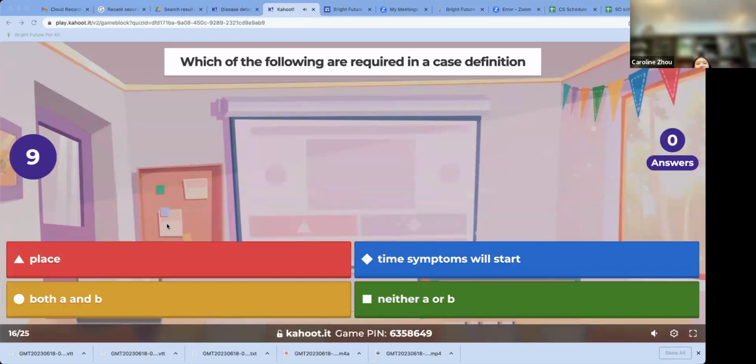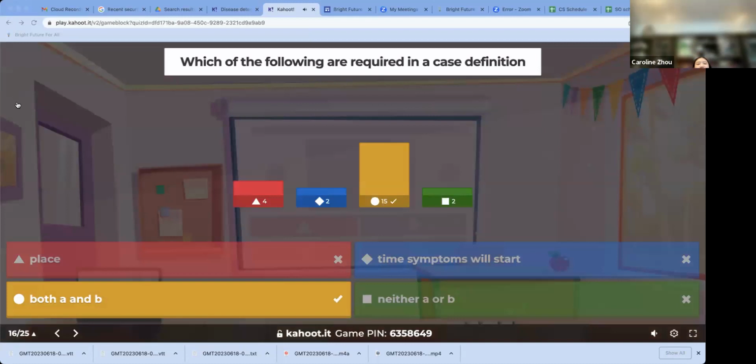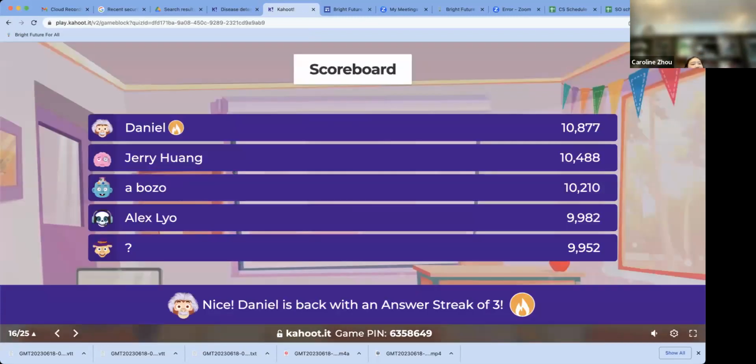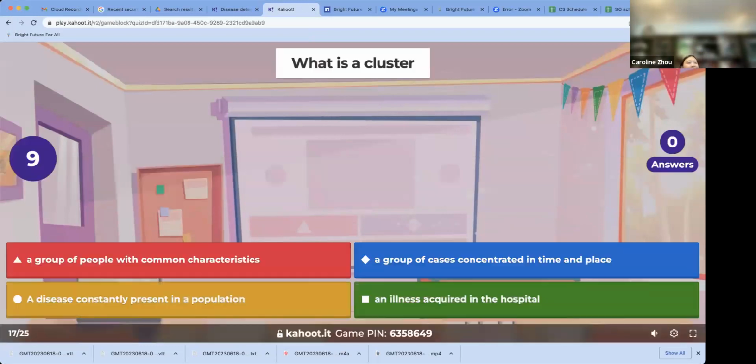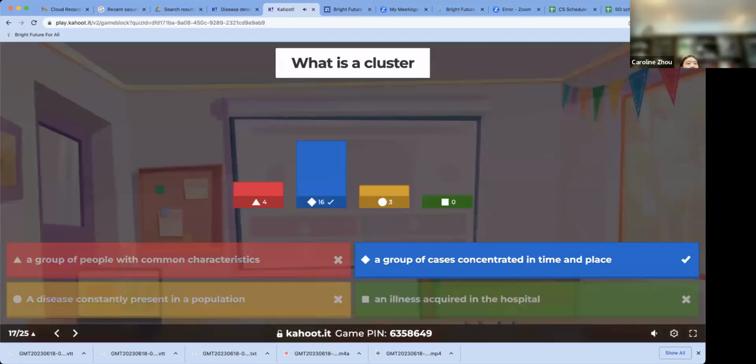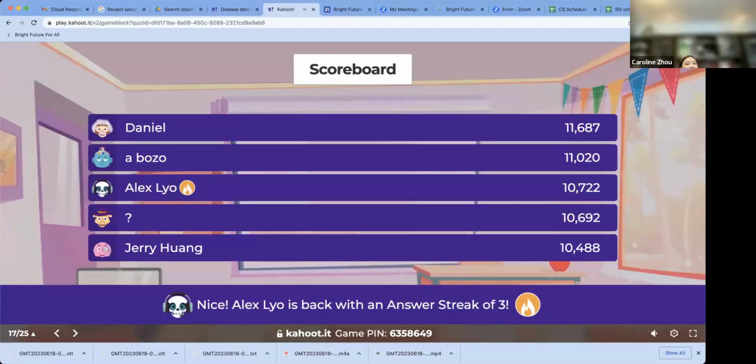Which of the following are required in a case definition? Yeah, both of these are required. And many other things. What is a cluster? Yeah, it's a group of cases concentrated in time and place. It's like a group of diseases.